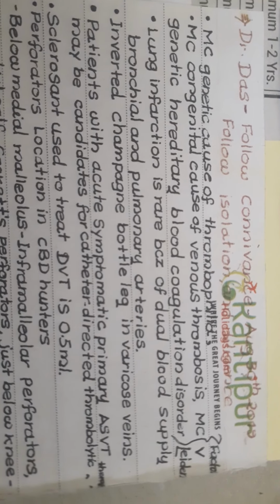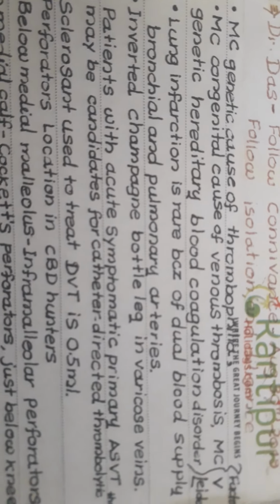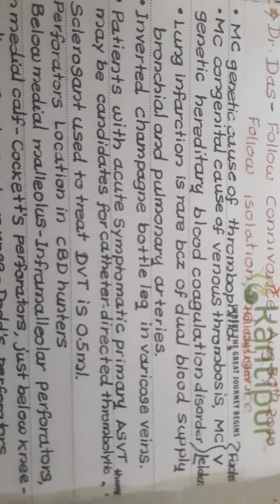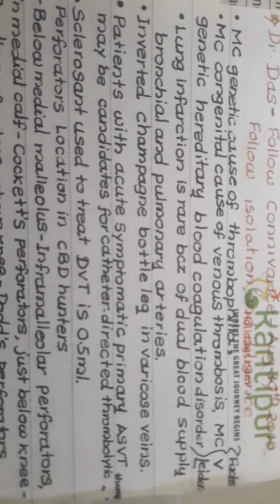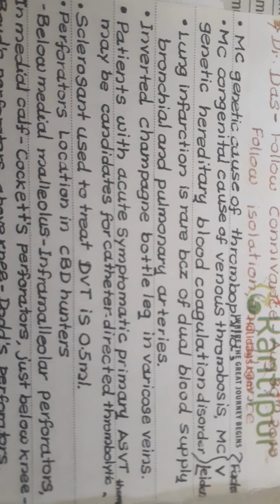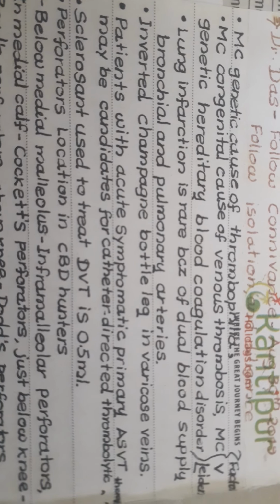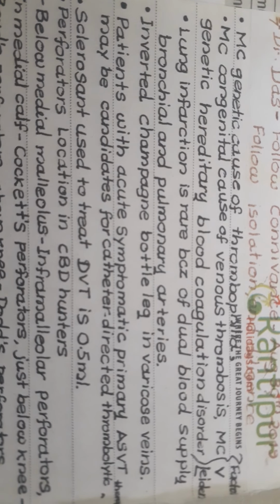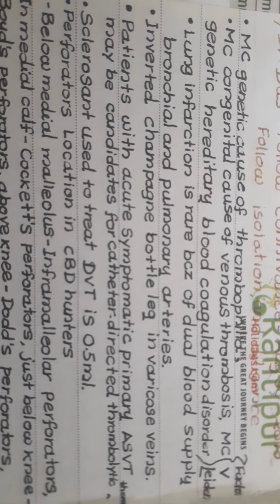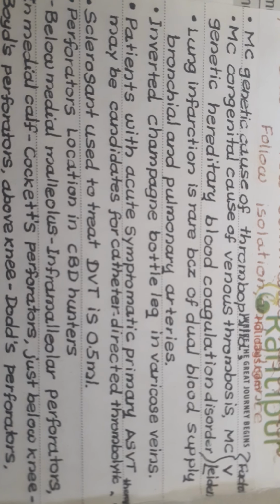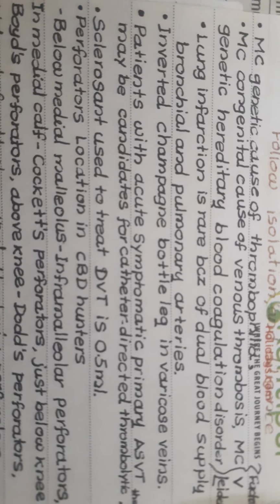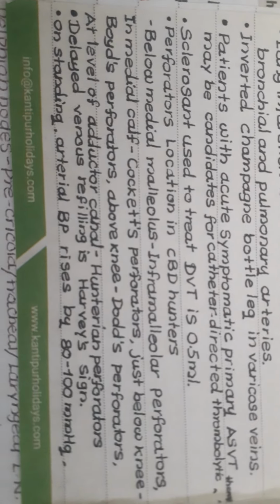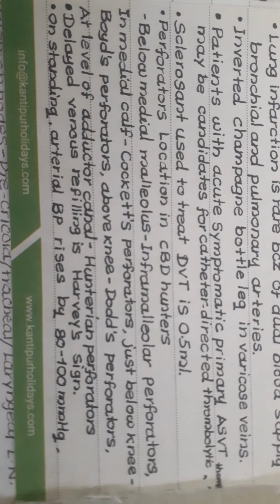Most common cause of thrombophilia and most common congenital cause of venous thrombosis is factor V Leiden. It is the most common genetic hereditary blood coagulation disorder. Lung infarction is rare because of dual blood supply, bronchial and pulmonary arteries. Inverted champagne bottle leg and varicose veins.